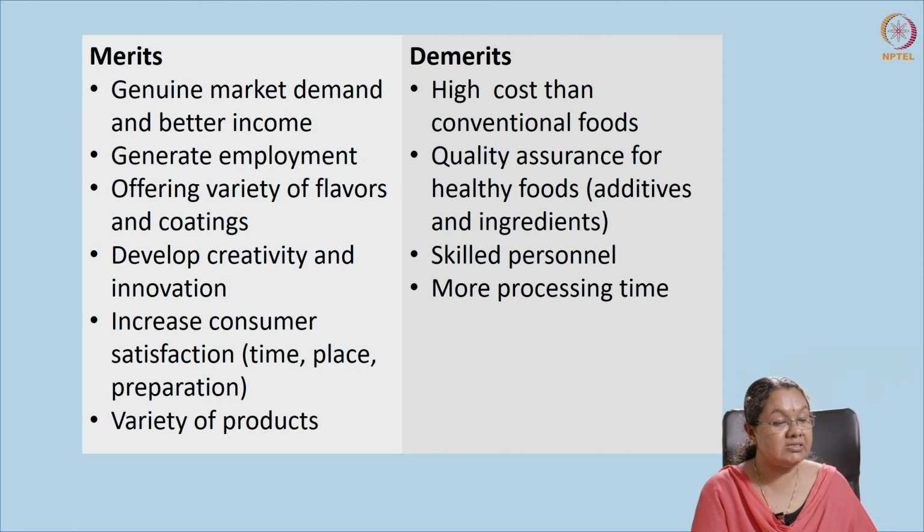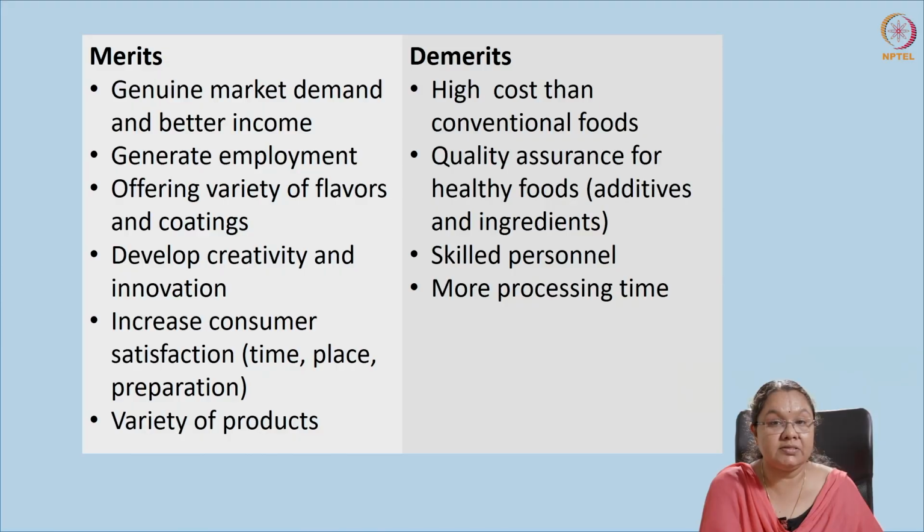However, the demerit is that it is very expensive compared to the conventional ones. How the consumer will look at it, whether there will be a demand for such a thing, is also very important. Non-food value-added products are okay because they are not consumed. But when value addition is done to food products, quality assurance is very important. It should be highly qualitative, safe and hygienic for human beings. Skilled personnel are also required for value addition, and it's a time consuming process. So these are the demerits of value addition.